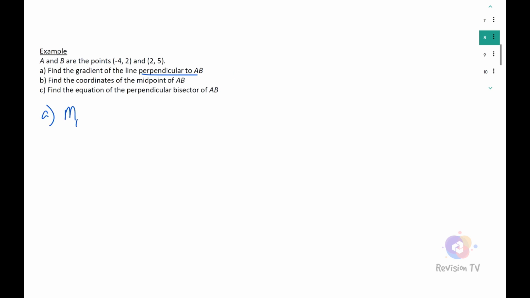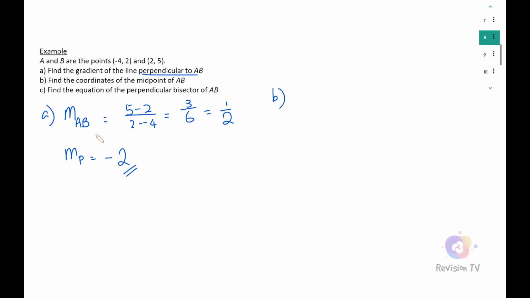Now, to denote the gradient of AB, we can write m_AB, which is 5 minus 2, over 2 minus -4, which is 3/6, which is a half. But that's not the perpendicular gradient, is it? So the gradient perpendicular to it, m_P, is -2. That's the answer for question A.